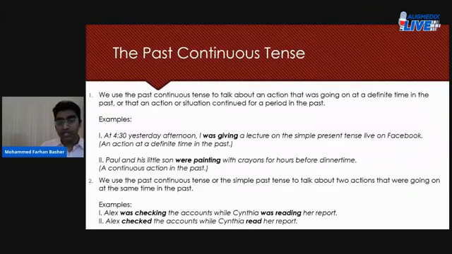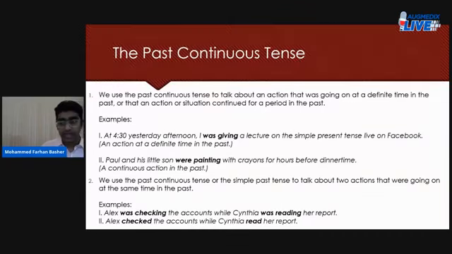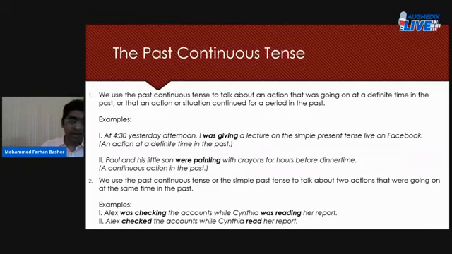Also note that two simultaneous past events, two past events that took place at the same time, can also be said in the simple past tense, like in example number 2 under rule number 2. Alex checked the accounts while Cynthia read her report. This is also fine. Instead of switching the tense to the past continuous tense, you can choose to keep it in the simple past tense and just simply say, Alex checked the accounts while Cynthia read her report.